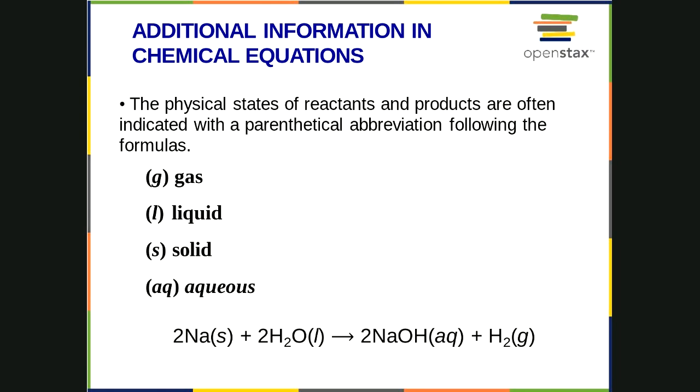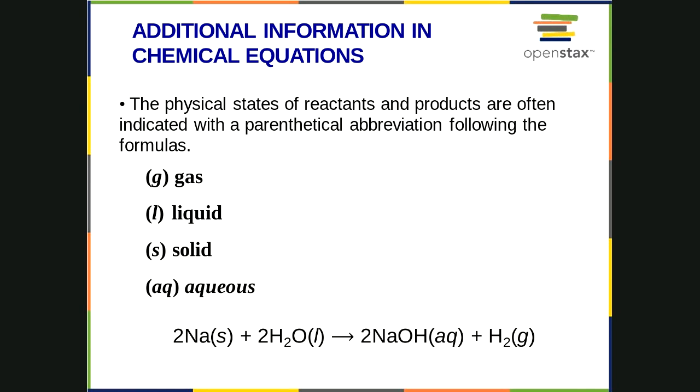Okay, so I didn't get to that, but I'll mention that right now. Sometimes in equations you'll see some extra information about the state of each substance. These little letters in parentheses indicate the state. G is for gas, L is for liquid, S is for solid. And AQ is aqueous, which just refers to a substance that's dissolved in water.